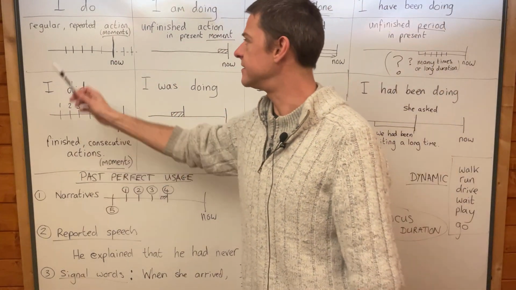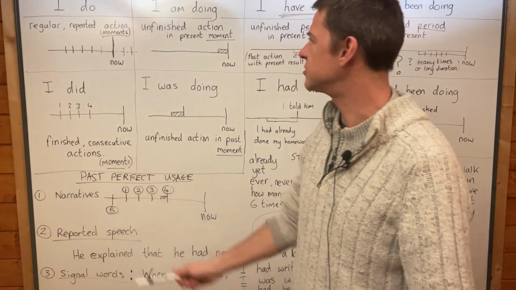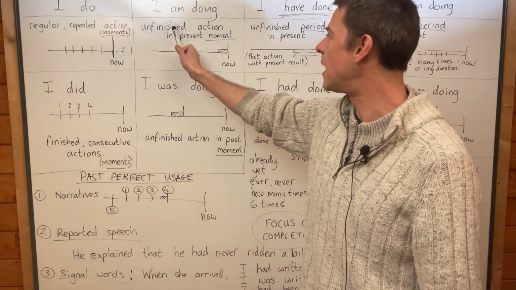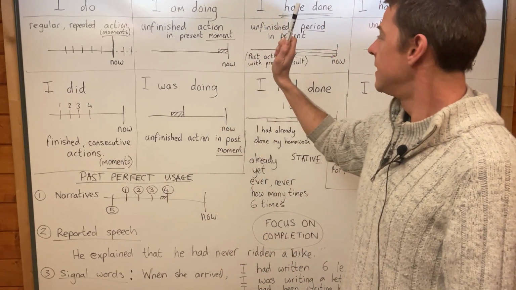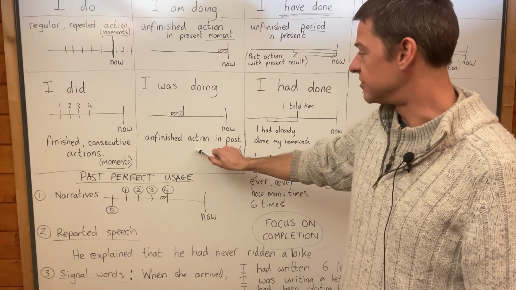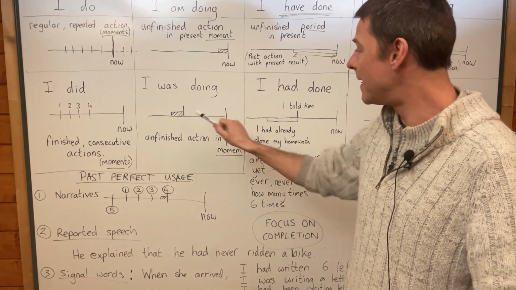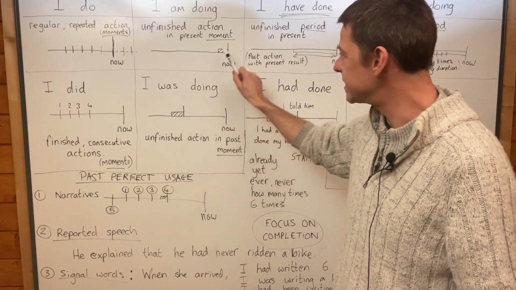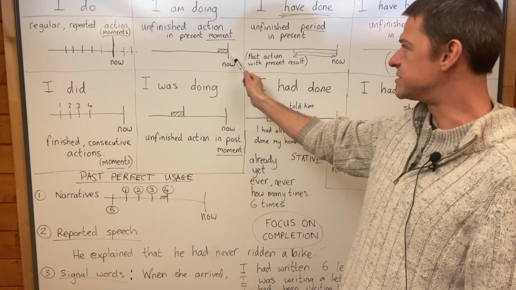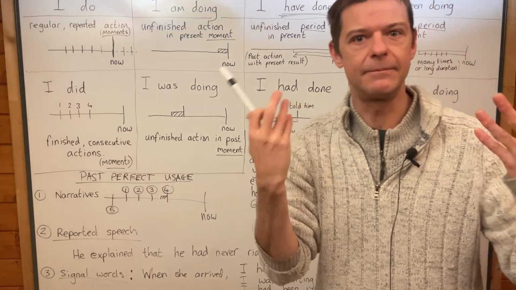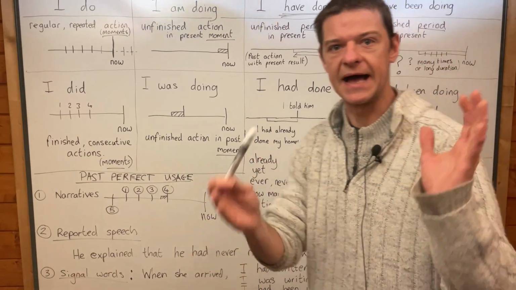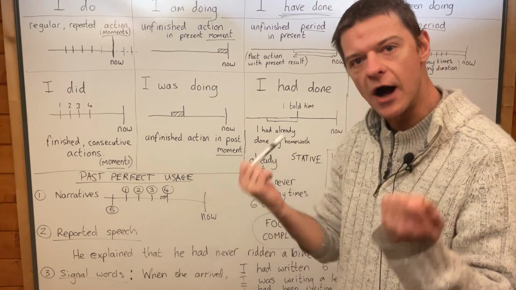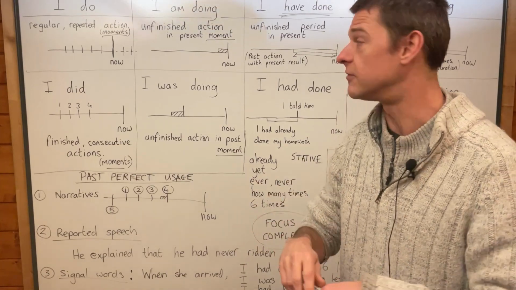And we've already seen that present simple is for regular repeated actions. Present continuous is for unfinished action in present moment. Compare with past continuous, which is unfinished action in past moment. Look at the difference between the 2 timelines. Unfinished action in present, okay, I am teaching you English. Unfinished action in past moment, at 9 o'clock yesterday, I was reading a book. I was in the middle of reading a book.